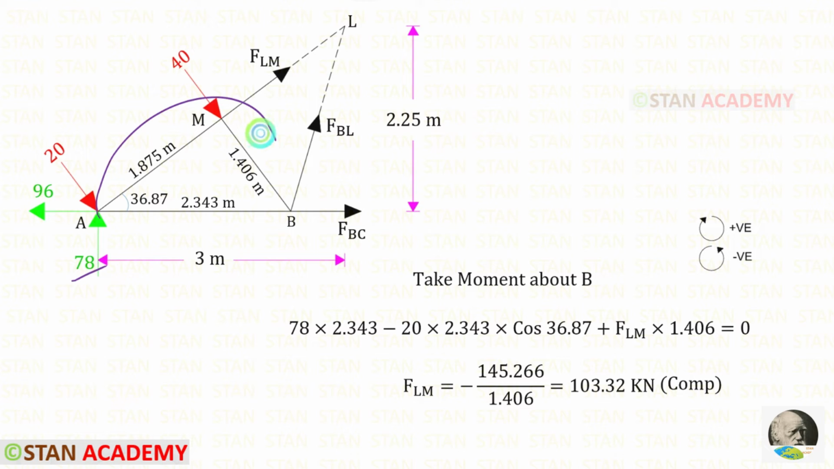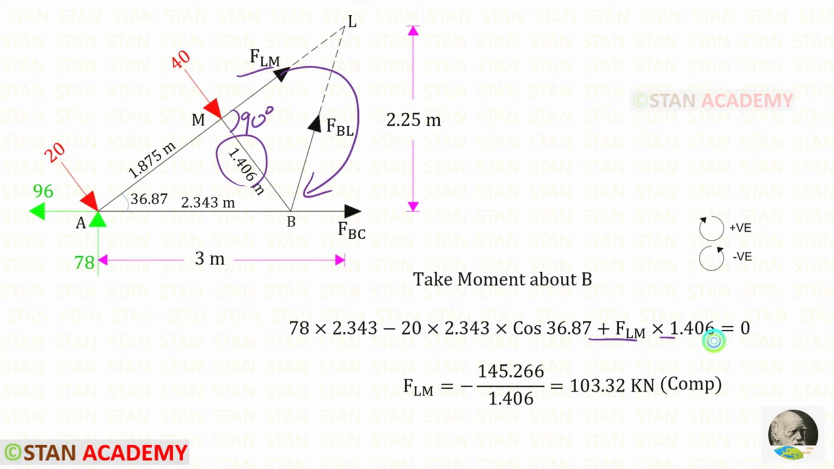78 is acting in the clockwise direction so that it will be positive and the distance is 2.343. FLM is acting in the clockwise direction so that it will be positive. Here we have 90 degree, so we can easily take this distance, which is 1.406.